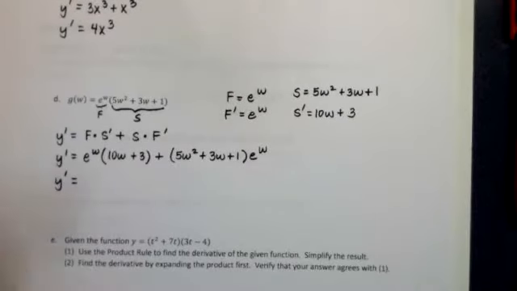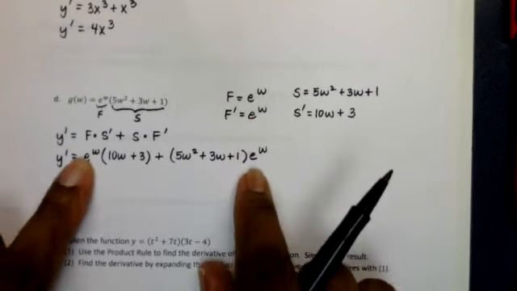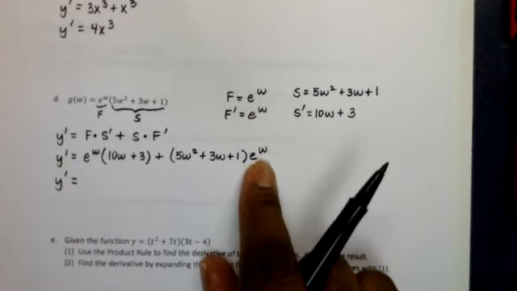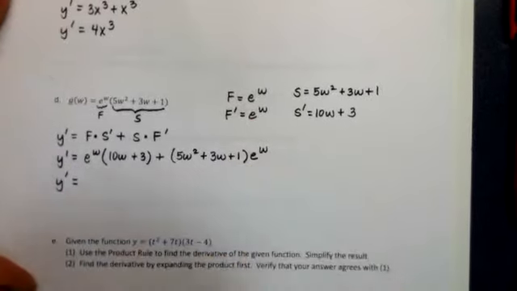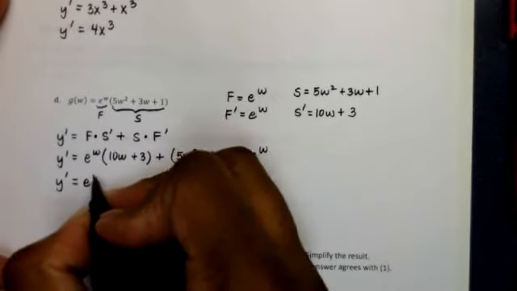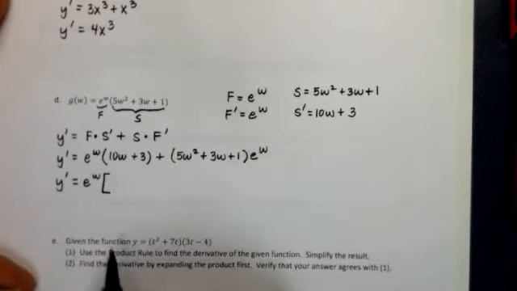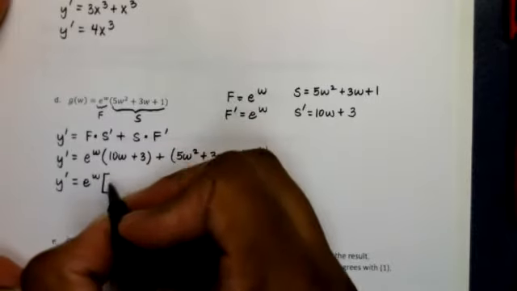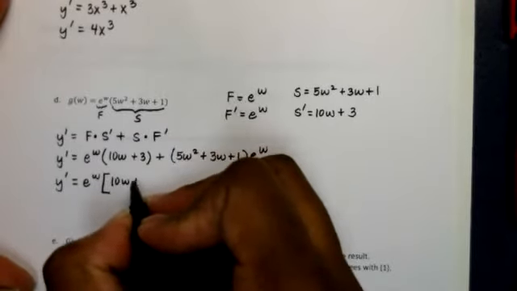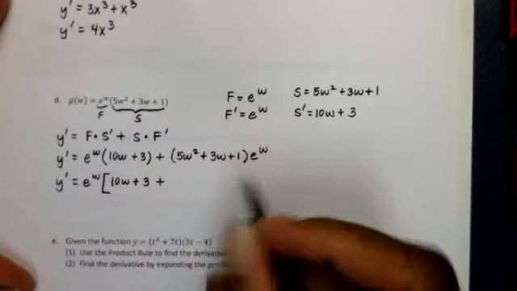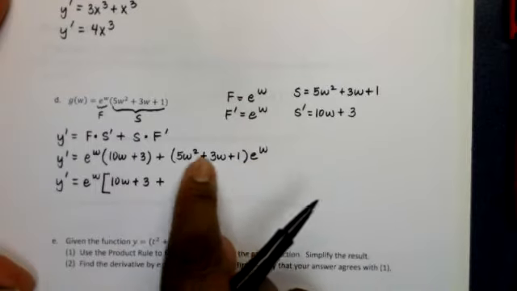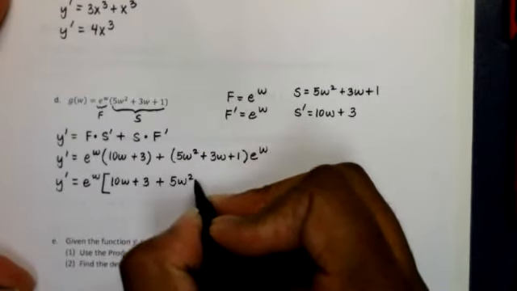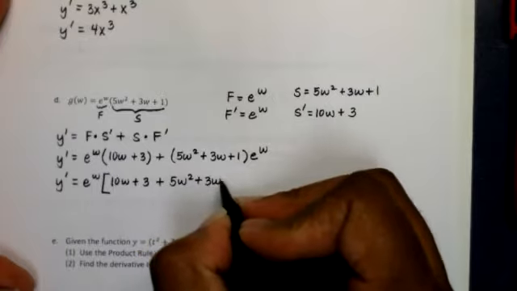Now, what I would do here to simplify this, you'll get e to the w in both of these terms. So that's the common factor that I can go ahead and factor out. So I'll factor out the e to the w. And then if I factor e to the w in this first term, I'll be left with 10w plus 3 plus, factor out this e to the w, I'll be left with 5w squared plus 3w plus 1.